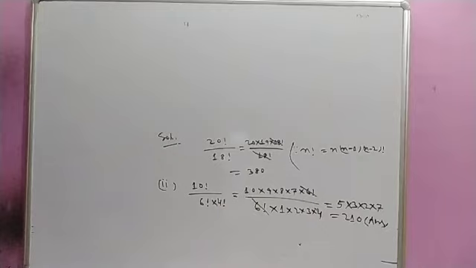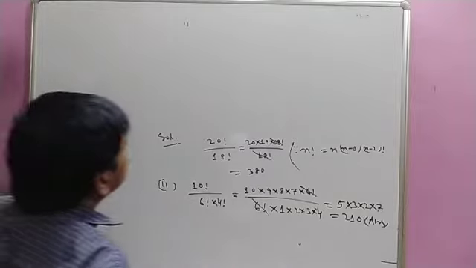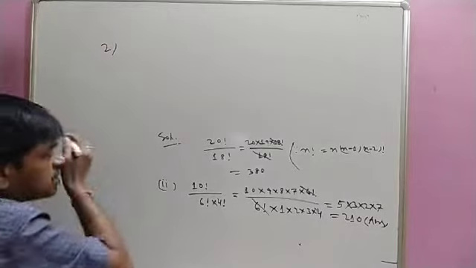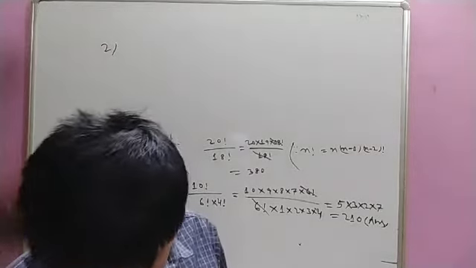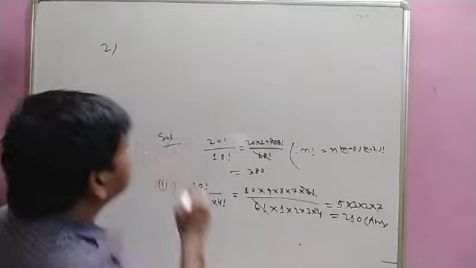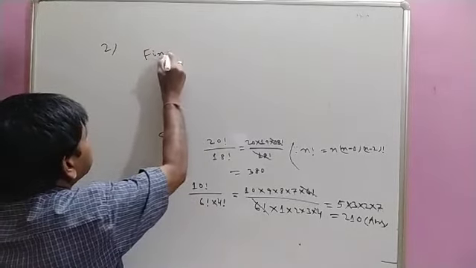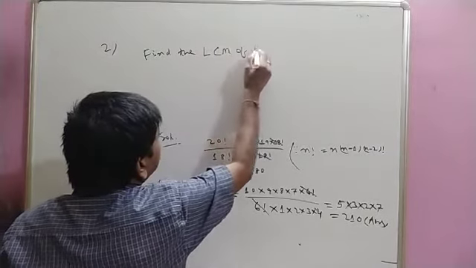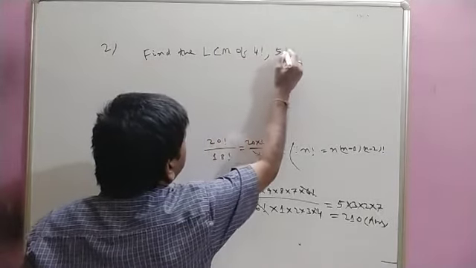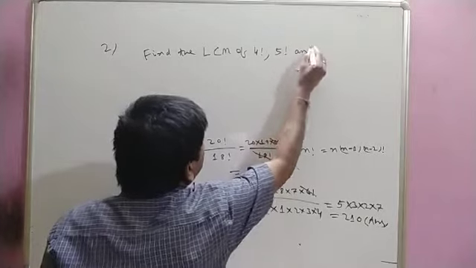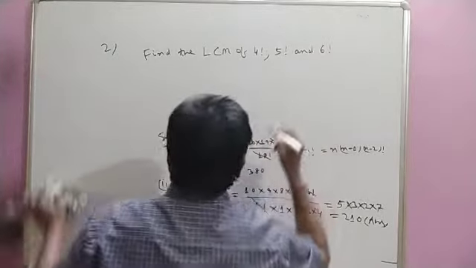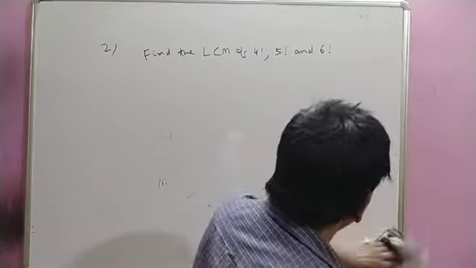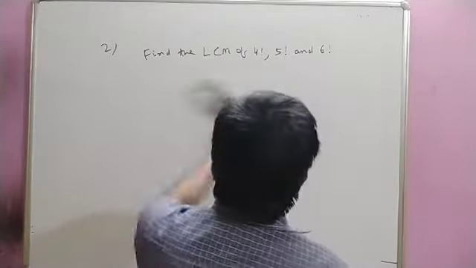So let us write question number 2. Question number 1 is over, so now we shall discuss question number 2. What is question number 2? Find the LCM of 4 factorial, 5 factorial and 6 factorial. You write: find the LCM of 4 factorial, 5 factorial and 6 factorial.